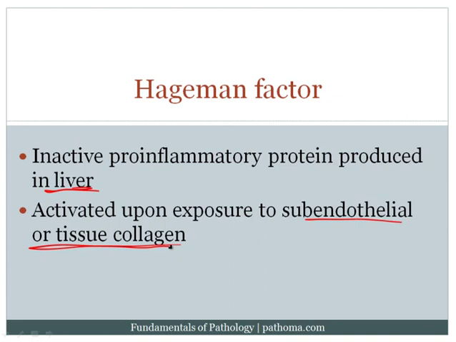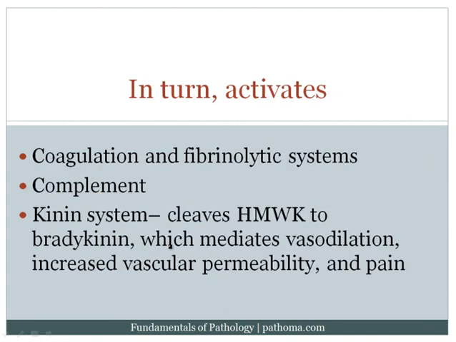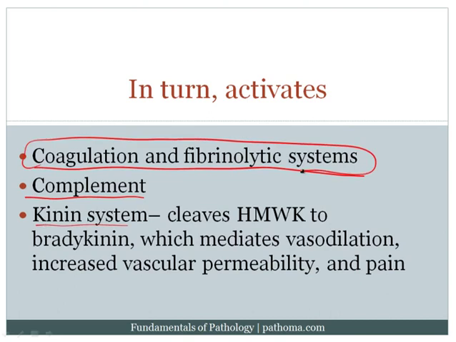And the reason it plays an important role in DIC is because Hagemann factor, in turn, activates the following systems. It activates coagulation and the fibrinolytic system, allowing for the development of DIC. It also activates complement and the kinin system. But this activation of the coagulation and fibrinolytic systems is relatively high yield. Again, you want to tie that into one mechanism by which DIC can occur. And again, the other things that Hagemann factor does, it activates complement, which helps to mediate acute inflammation, and then activates something called the kinin system.